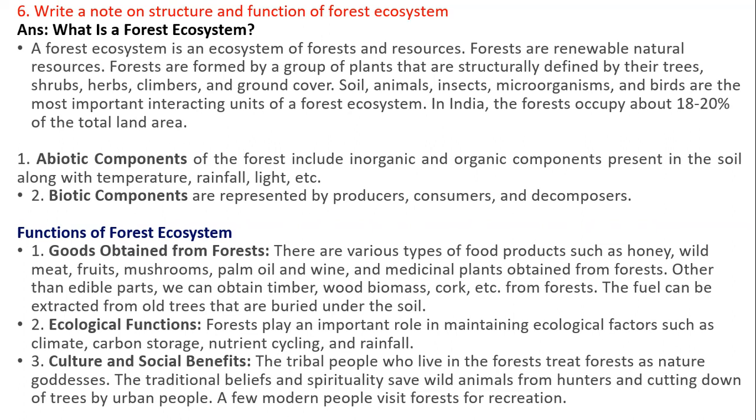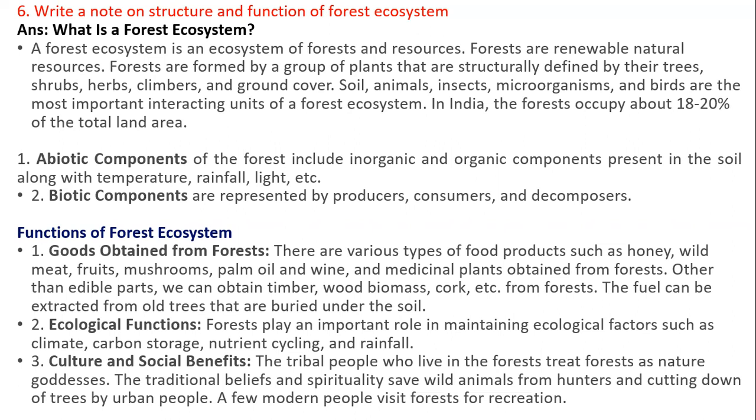For example, we can take bamboo trees, and these trees are converted into paper. So the paper industry relies to a very large extent on forests as a natural resource. There are various types of food products such as honey, wild meat, fruits, mushrooms, palm oil, wine, and medicinal plants obtained from forests. Other than the edible part, we also obtain timber, wood biomass, cork, etc. from forests. Fuel can be extracted from old trees that are buried under the soil.